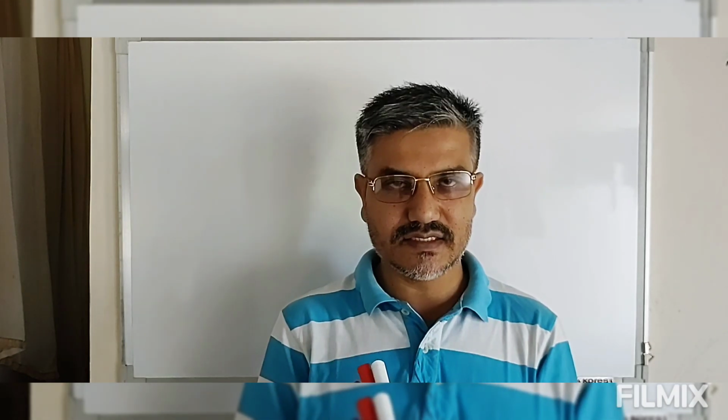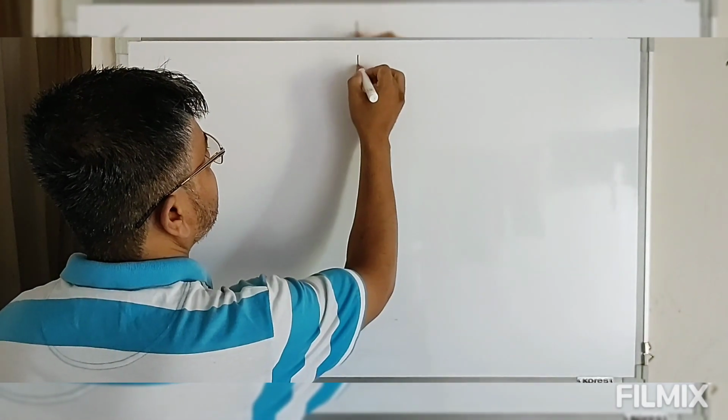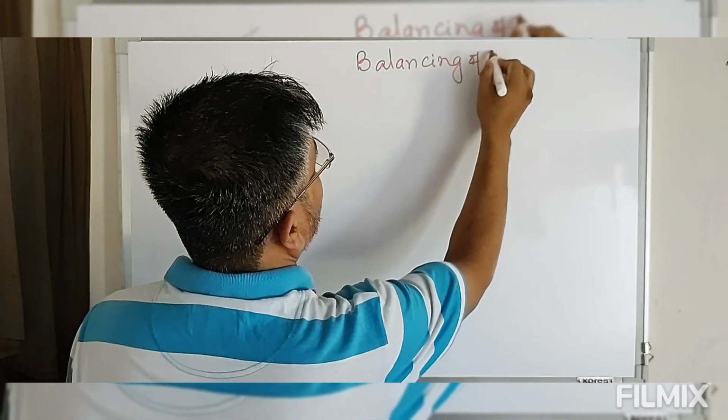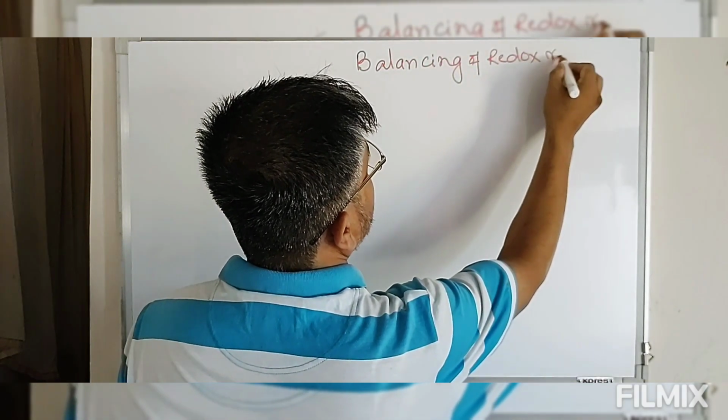If you have a simple reaction, then we can easily balance it, but in case we have a multiple or complex type of redox reaction, then how do we balance this complex redox reaction? So we will discuss the rules for balancing a chemical reaction that is of redox type, and we'll take up an example. Okay, so the heading for discussion will be balancing of redox reaction.